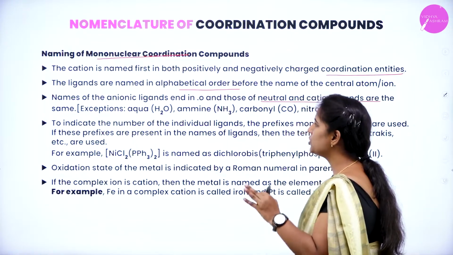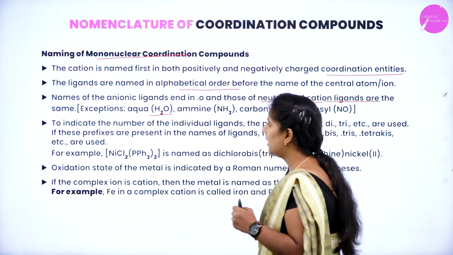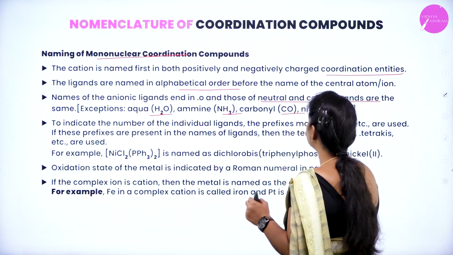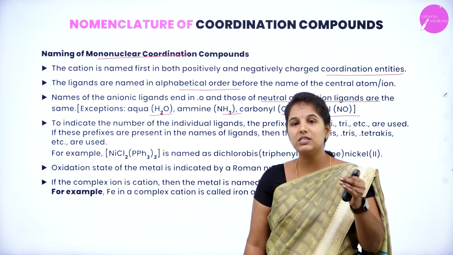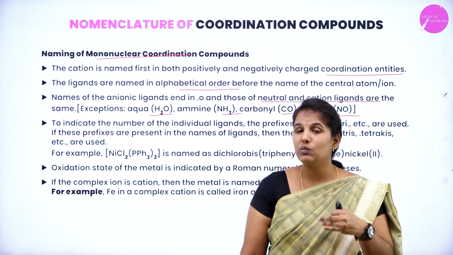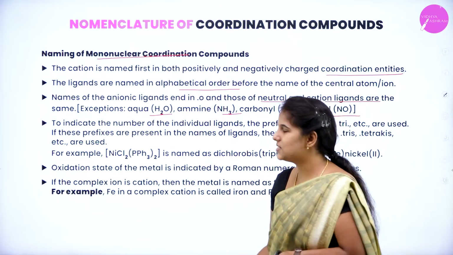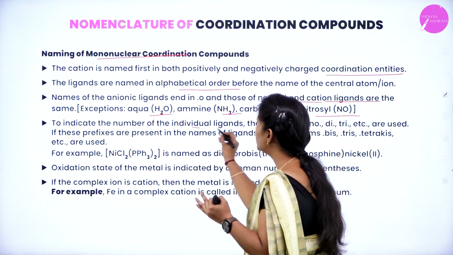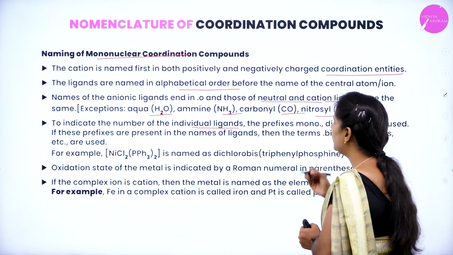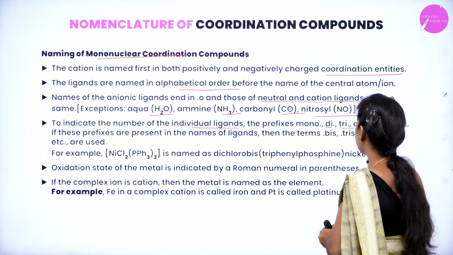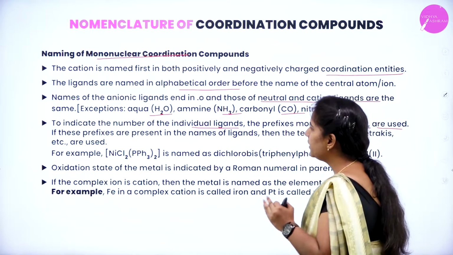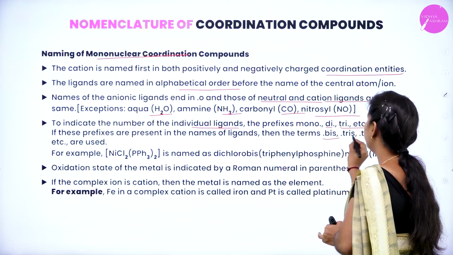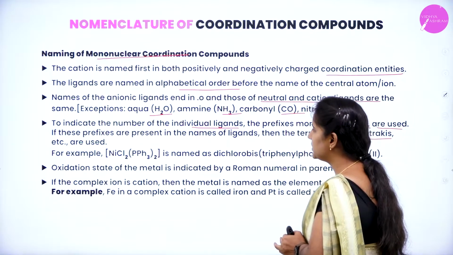We have some exceptional cases. You can see aqua for water, ammine for NH3, carbonyl for CO and nitrosyl for NO, because these are monodentate ligands which carry 0 charge. And rule 4 says that to indicate the number of individual ligands, prefixes are used, like di and tri. If prefixes are already present in the names of the ligands, then terms such as bis, tris and tetrakis are used.